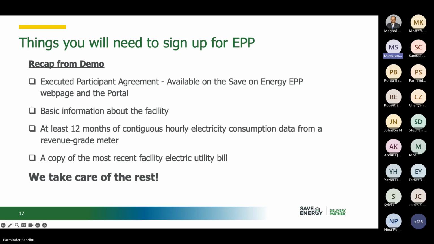Secondly, we'll need some basic information about the facility, like the address, square footage, and type of facility. Thirdly, we'll need at least 12 months of contiguous interval meter data. And fourthly, we'll need a copy of the most recent electric utility bill. We take care of the rest.